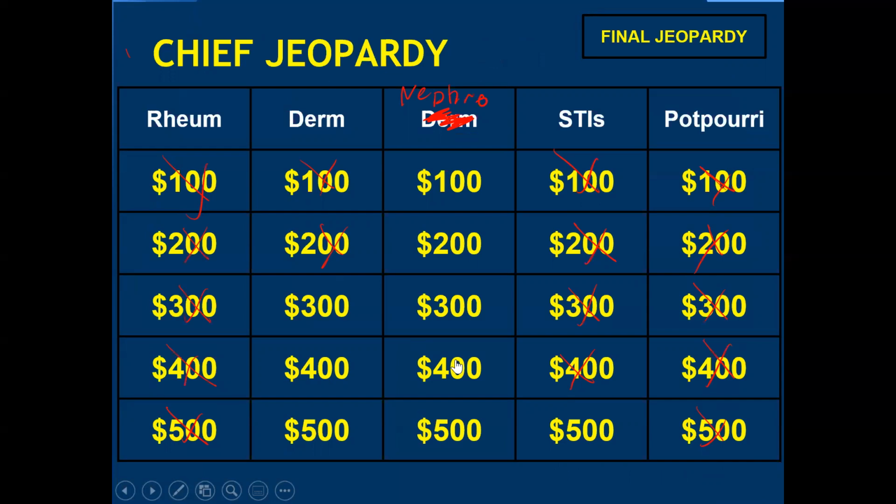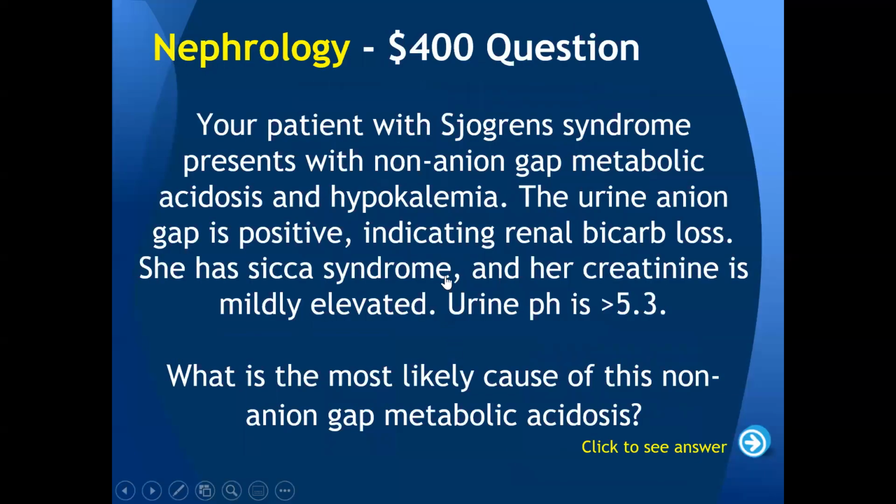Oh, you guys aren't going to enjoy this one. Your patient with Sjögren's syndrome presents with a non-anion-gap metabolic acidosis and hypokalemia. Your urine anion gap is positive, indicating renal bicarb loss. Creatinine is mildly elevated. Her urine pH is pretty high, greater than 5.3. What is the most likely cause of this non-anion-gap metabolic acidosis?